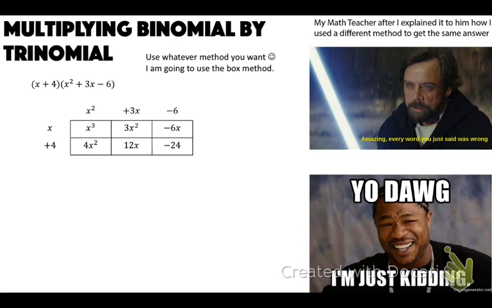3x times x is 3x squared. Negative 6 times x is negative 6x. x squared times 4 is 4x squared. 3x times 4 is 12x. And negative 6 times 4 is negative 24. Pretty slick. So then we just combine like terms. So here, x cubed, there's nothing to combine it with. I can combine those two. That's where I get that 7x squared. I can combine those two. That's where I get the 6x.